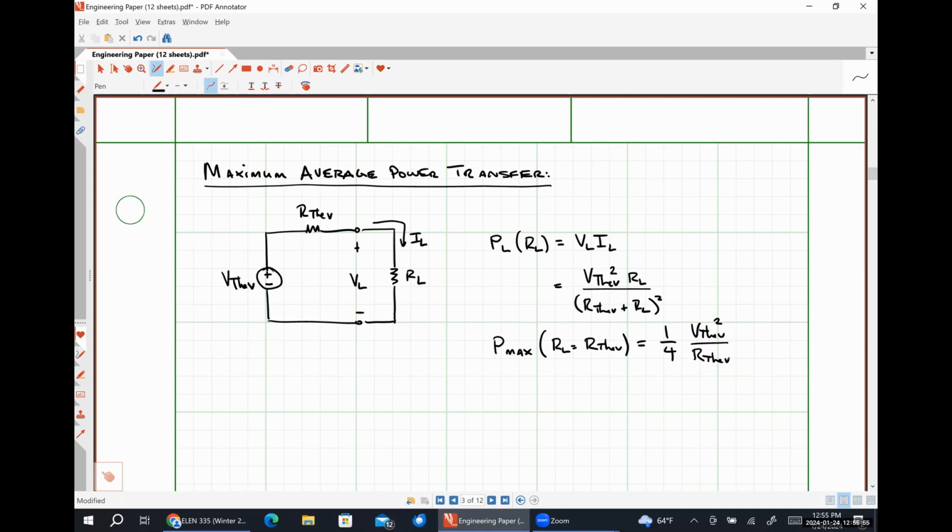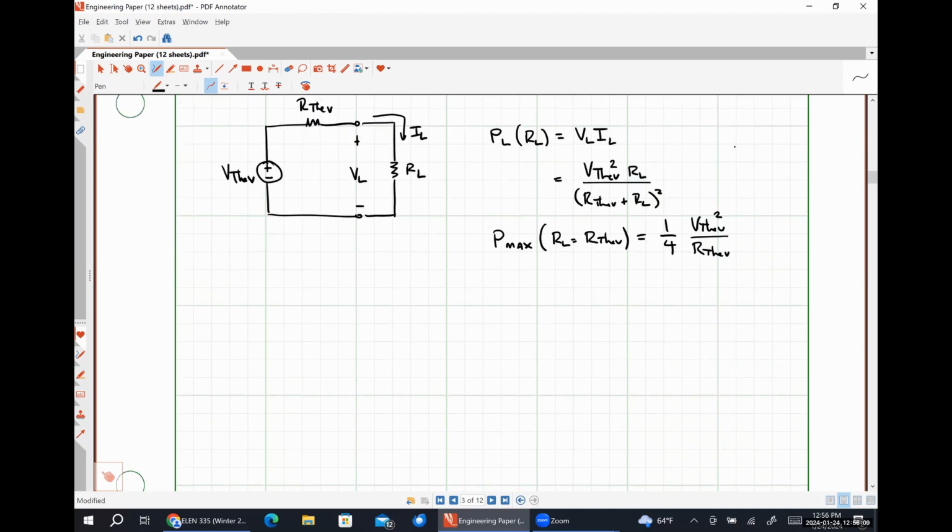Okay. So what we're about to do is something pretty similar, except that we're no longer going to be dealing with a DC circuit. We're going to see what happens in an AC circuit. Okay. So in an AC circuit, let's say that we have some phasor Thevenin voltage in series with some Thevenin impedance. And now we want to know under what conditions maximum average power transfer occurs to some arbitrary load impedance ZL.